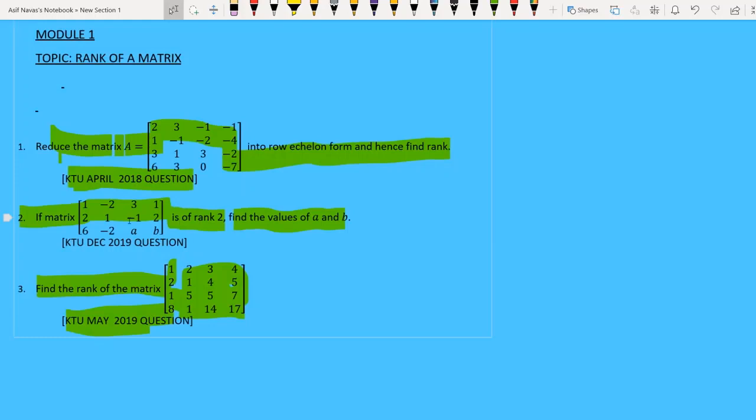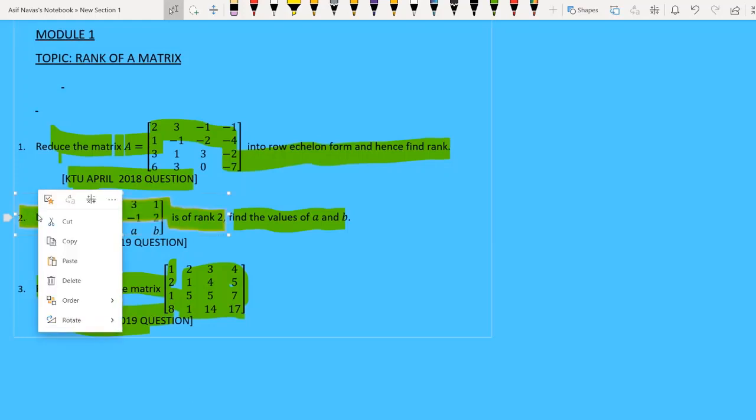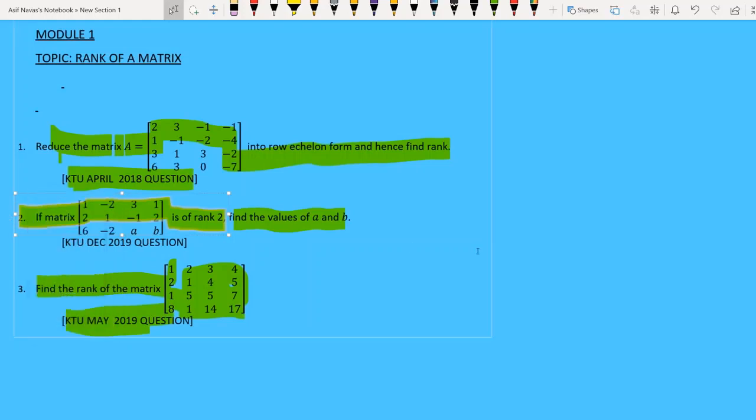Okay. So we can do the second problem. And this is somewhat different, right?